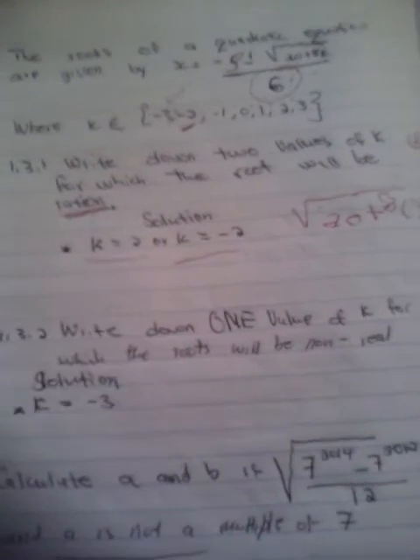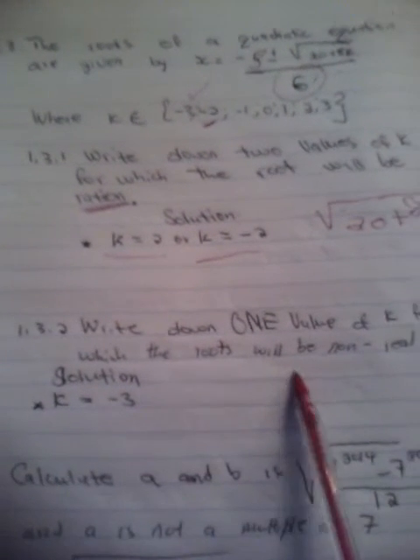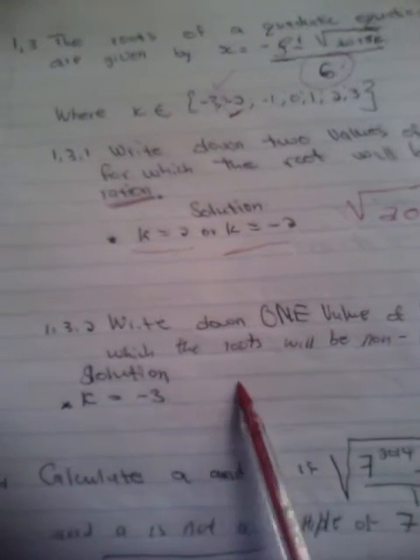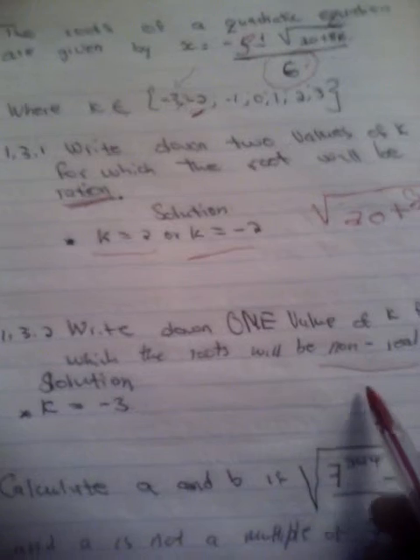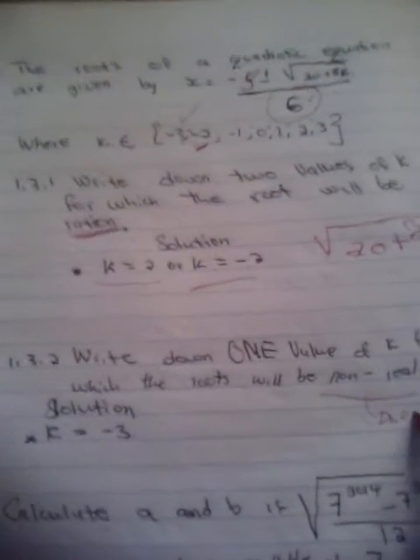Okay, this question. Write down one value of k for which the root will be non-real. Solution. Non-real. Yes, I told you about non-real. Non-real is something like non-rational, which means the discriminant.